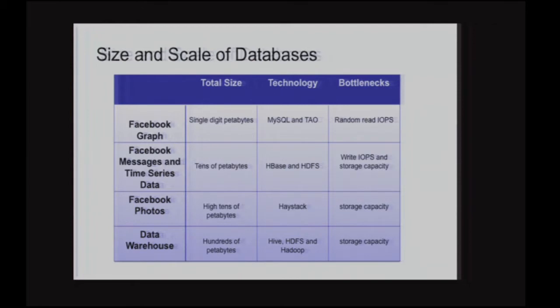Photos, obviously, it's storage capacity. It's kind of big blobs and more file system-like database there. And for the warehouse, we use Hive, HDFS, and Hadoop. This is more than 100 petabytes in one cluster. There are many clusters of that size, but the biggest is more than 100 petabytes. And there again, it is bottlenecked on storage capacity.